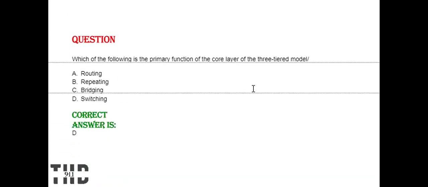Which of the following is the primary function of the core layer of the three-tiered model? Option A, routing. Option B, repeating. Option C, bridging. Option D, switching. The correct answer is option D.